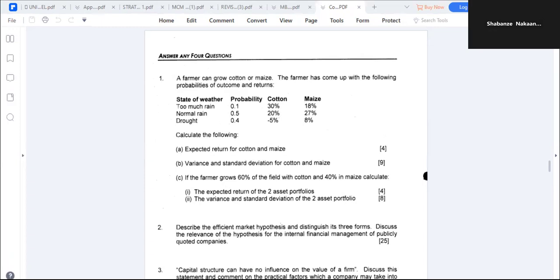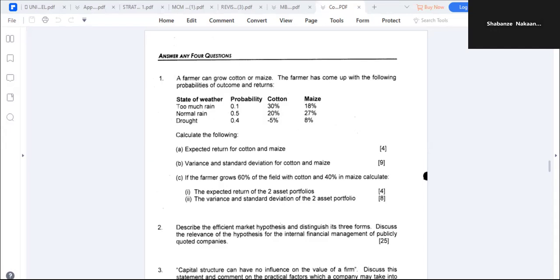What is expected return? It's simply the mean, the average return that an investor will anticipate from a security or a project. And what is risk or standard deviation? It is simply the measure of volatility of returns. If you have high volatility, there's high risk. And what is risk adjusted performance? We look at evaluating returns that are relative to the risk that has been taken. So we use what we call the coefficient of variation to compute that, the CV.